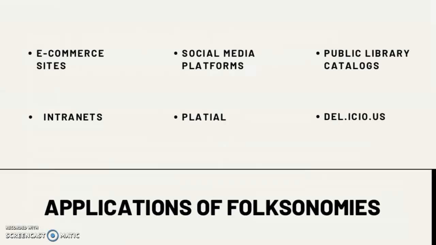So these are some of the most popular applications of folksonomy: e-commerce sites like Amazon, Polyvore, social media platforms like Instagram, Facebook, or YouTube, and public library catalogs where users can organize and tag items of interest in user-specific folders, and then they can decide whether or not to post the tag publicly.